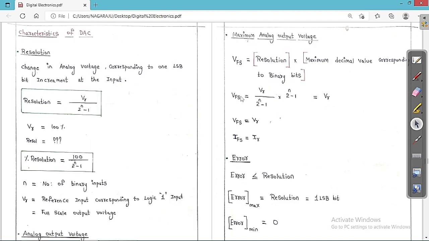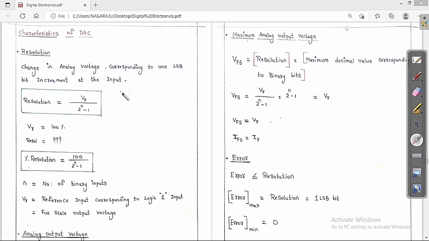Now we are going to discuss the characteristics of the DAC. See, the important characteristics of the DAC. DAC means, as I have already told you, digital to analog converter. So the input is digital and the output is analog in nature. So what is the resolution? Resolution is basically the change in analog voltage corresponding to 1 LSB bit increment at the input.